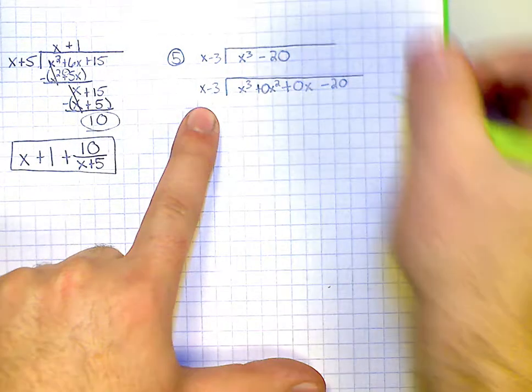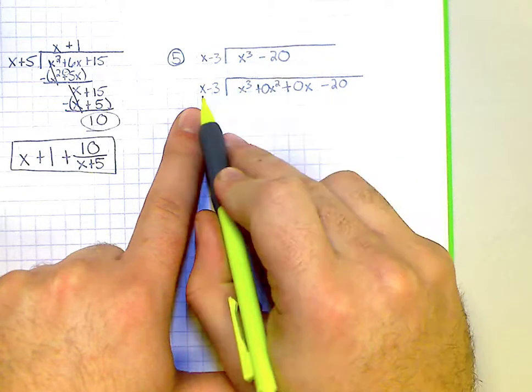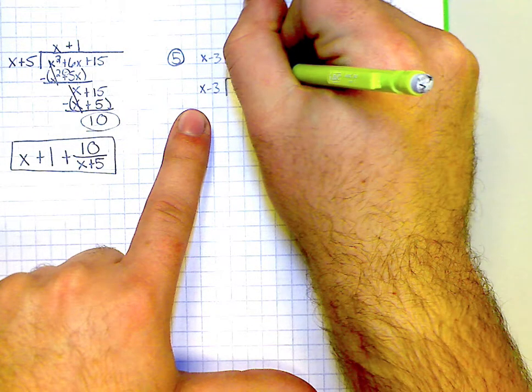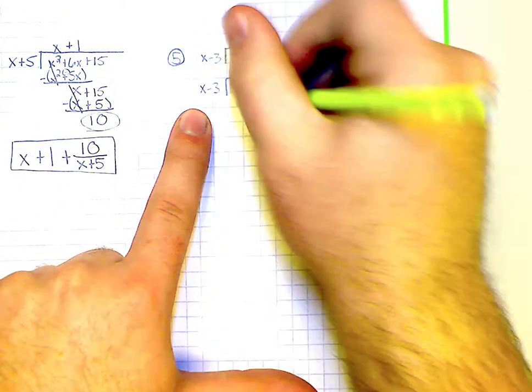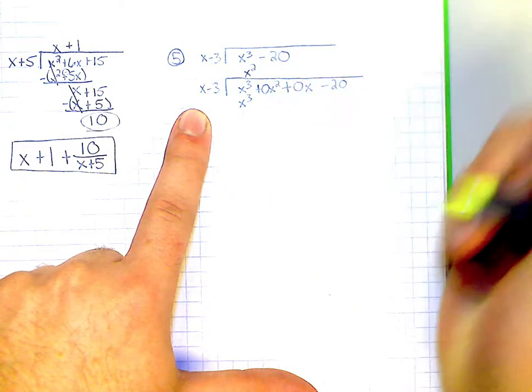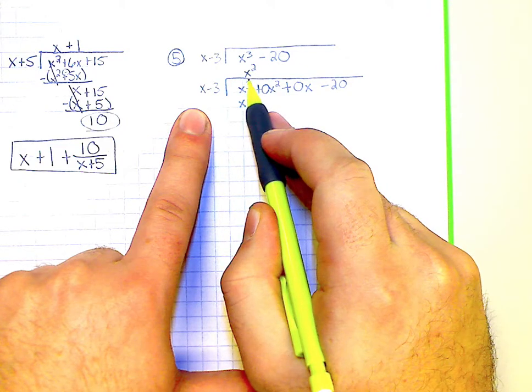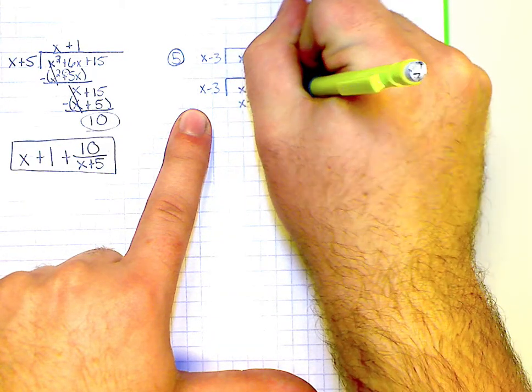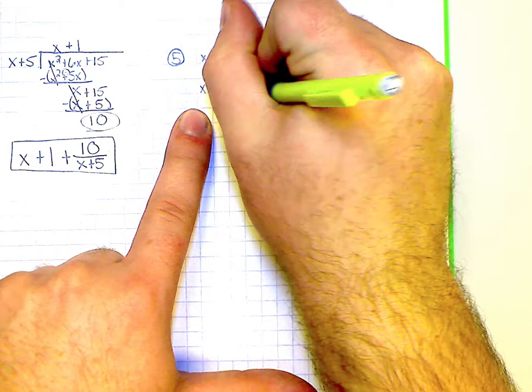So let's go ahead and start to look at this one. I'm going to take my x. I need to multiply x by something to get x cubed. Well, that's got to be an x squared. So if I multiply by x squared, that's going to give me x cubed from x times x squared. Then I can multiply x squared by negative 3, which gives me a negative 3x squared. Now again, I'm subtracting that whole line.